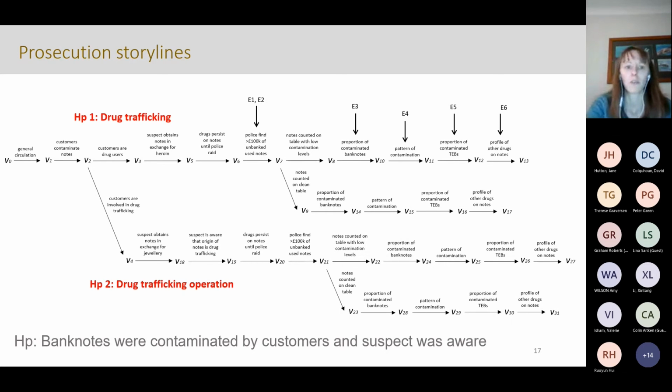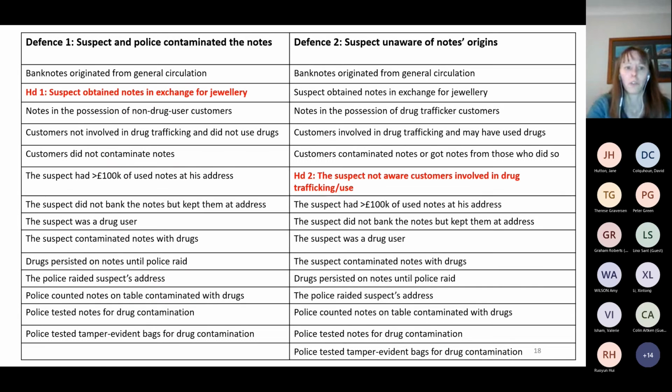We did the same thing for the defense. We looked at all of the different tasks that might have happened according to the defense in this case, and we came up again with 2 different hypotheses that possibly could have occurred. First of all, that the suspect himself obtained the notes in exchange for jewelry, but he contaminated the notes with his own drug habit. Also, because of his drug habit, the police inadvertently contaminated the notes by counting them on this table.